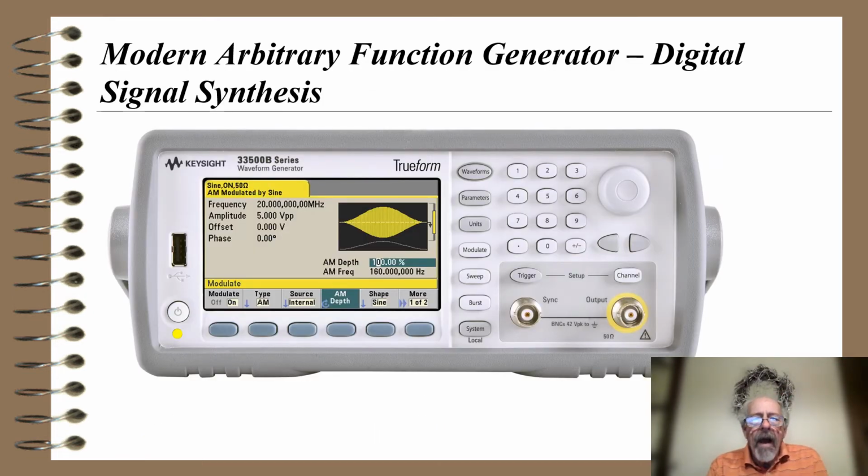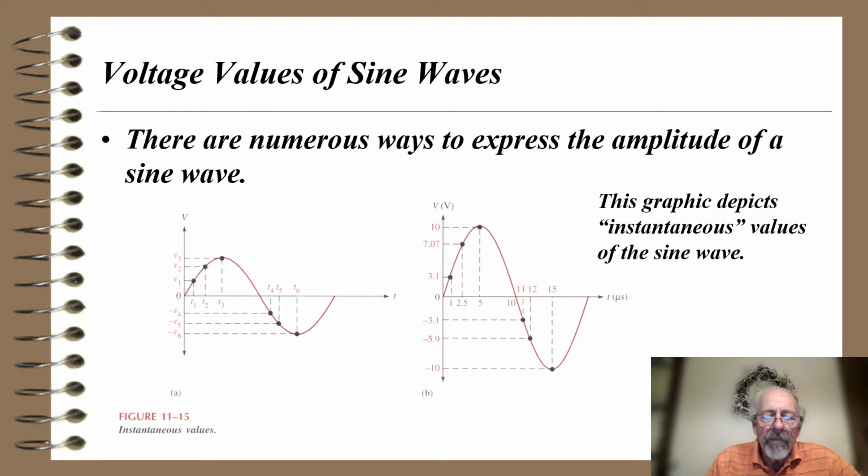In the lab, we have modern arbitrary function generators. Here's one that uses digital signal synthesis, and you can create just about any frequency within limits of this model 33500B Keysight waveform generator. This is in room 617. These devices exist. In room 625, we have a less expensive Tektronix arbitrary function generator.